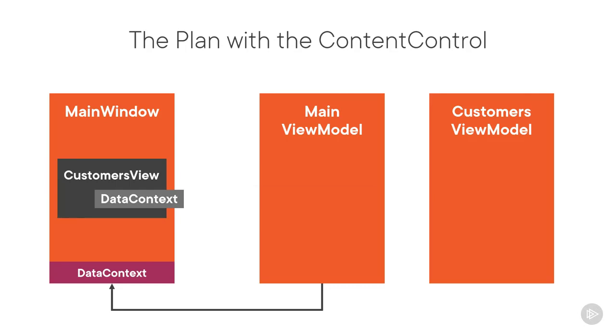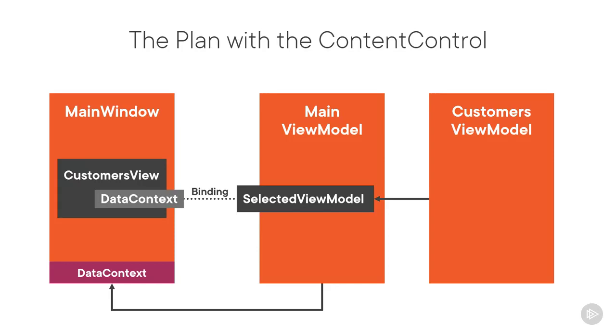main window. On the main view model, you will create a selected view model property of type ViewModelBase that will contain an instance of the Customers View model. Then, the data context property of the Customers View can be bound to that selected view model property.